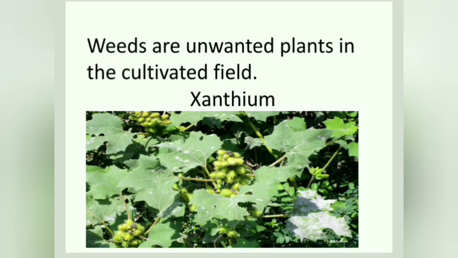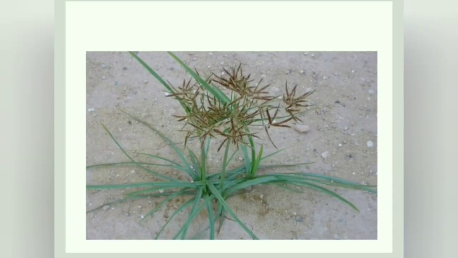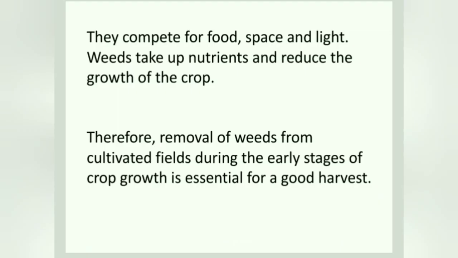Some important weeds are xanthium, the second one is parthenium, and the next one is called Cyperus rotundus. So they compete for food, space and light. Not only that, they will take up the nutrients without allowing the crops to take them up. So they compete for all these factors. So it is necessary to remove the weeds.